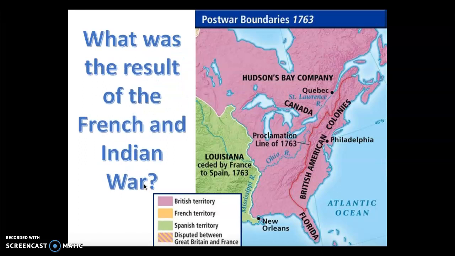You can see that the French are almost completely gone from North America by the time this war is fought and over. So the result is the British control most of the land in North America now, and we'll see later on this week why that is so important and a big deal going forward.